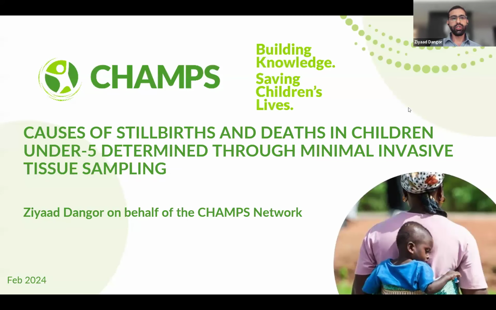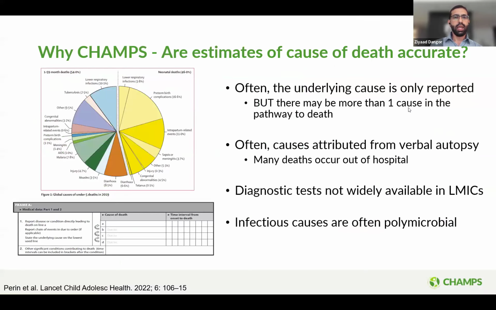So by introduction, CHAMPS is a project, and I'm presenting this on behalf of the CHAMPS network. The reason CHAMPS was created a few years ago was because of this question: are the estimates of death or the causes of death accurate? And we've all seen this pie before, and these pies keep being published about the distribution of the causes of death in under fives.